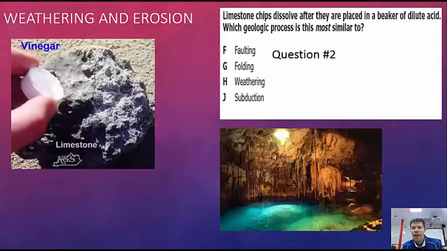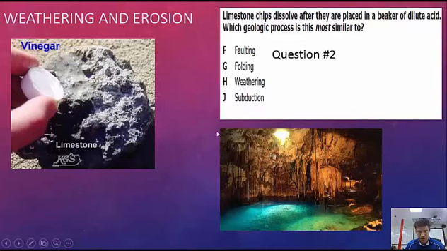Limestone chips dissolve after they are placed into a beaker of dilute acid. Which geologic process is this most similar to? So when you take a rock that's a carbonate, a basic rock like limestone, and you add an acid like vinegar or even acid rain to it, you'll see a chemical reaction, and that chemical reaction is going to be the dissolving of the carbonate in the limestone.